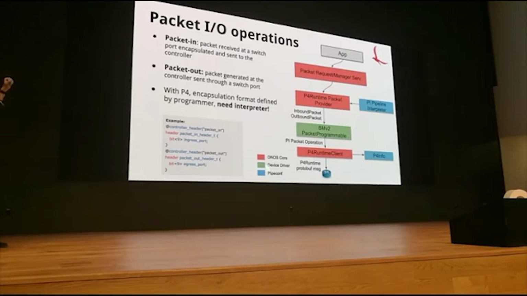So this is more or less the architecture in which you have, for example, a packet out coming from an application. In order to send this packet out through a switch, we need to query the pipeline interpreter to see how to construct the packet out header. And then we can query the packet programmable. We can use the packet programmable driver behavior that uses the P4Runtime client that talks to the P4Info. And finally, we send the packet out through the switch.